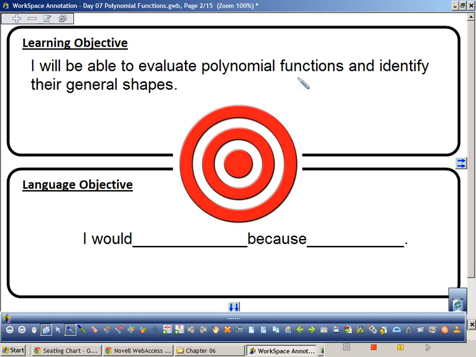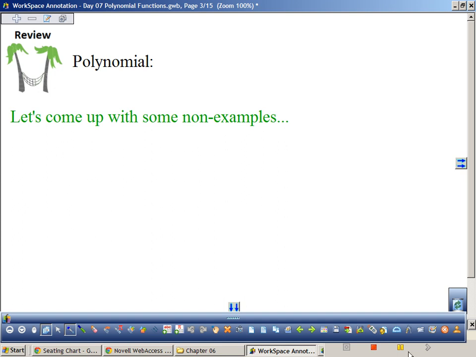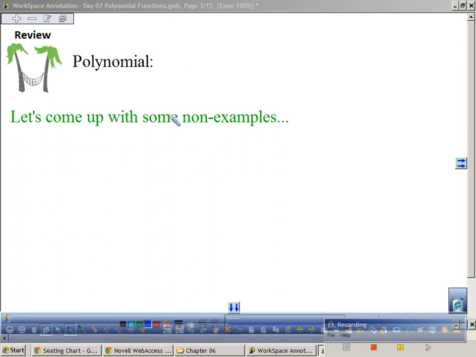All right, I will be able to evaluate polynomial functions and identify their general shapes. We're just talking general shapes today. All right, so let's come up with a general explanation of what a polynomial is. Super general. Squared. Okay. Squared. Has an exponent. Good. How about monomials have exponents, right? How about monomials added together?